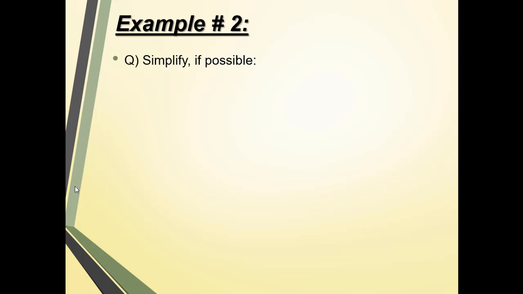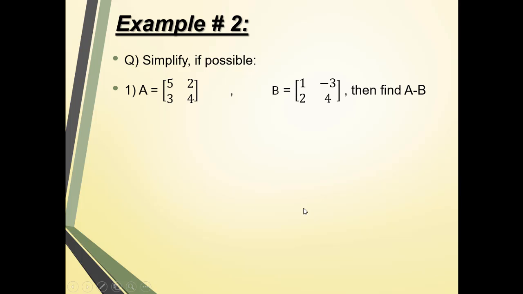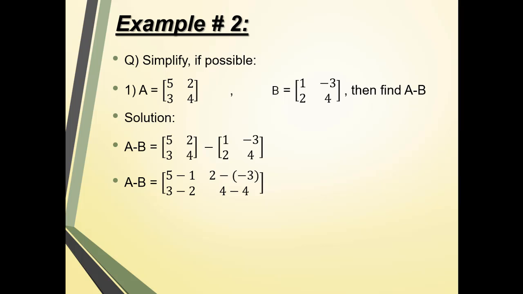Now in example 2, we are asked to find the difference of these two matrices. We use the same procedure here as well. Each corresponding element is subtracted from its corresponding element. When we subtract 5 minus 1, we get 4, and 3 minus 2 is 1, and minus minus is plus, so 2 plus 3 becomes 5, and 4 minus 4 is 0. So our final answer for this matrix is 4, 5, 1 and 0. This is how you can add and subtract any two matrices.